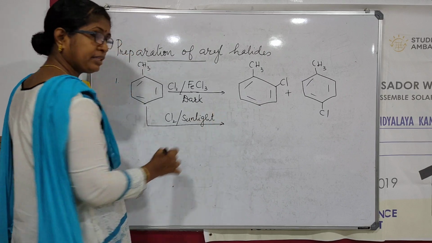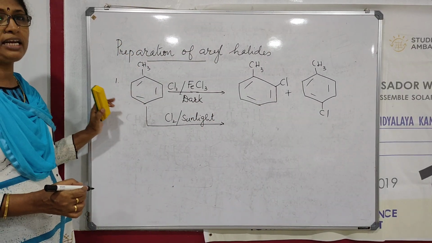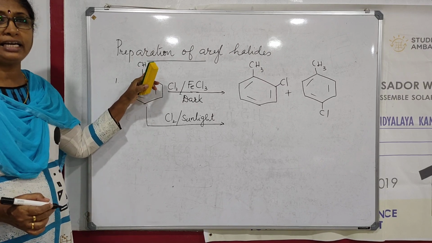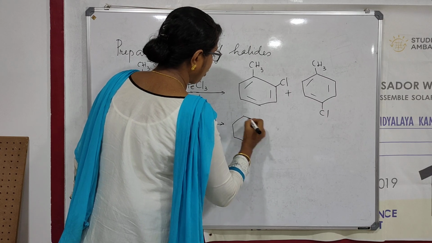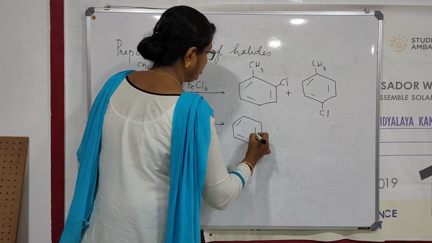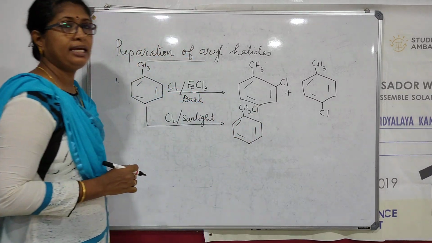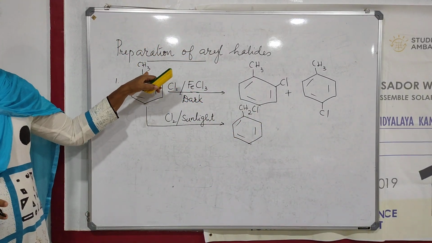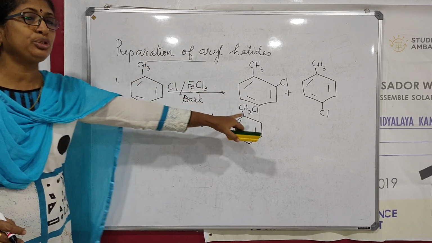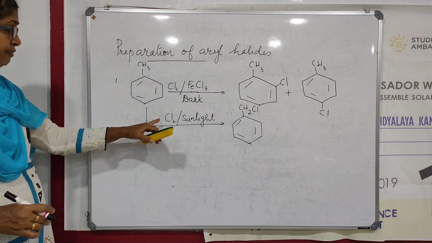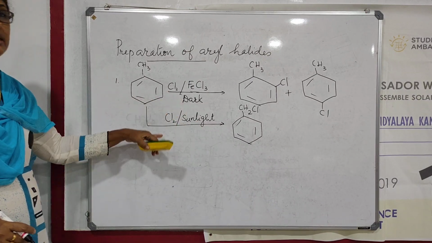If it is treated with chlorine in the presence of sunlight, as we studied last year with free radicals, substitution of hydrogen will take place. You will get benzyl chloride, C6H5CH2Cl. The substitution takes place at the side chain. Understood? The hydrogen is substituted by chlorine if you treat with chlorine in sunlight. So there is a difference in product.